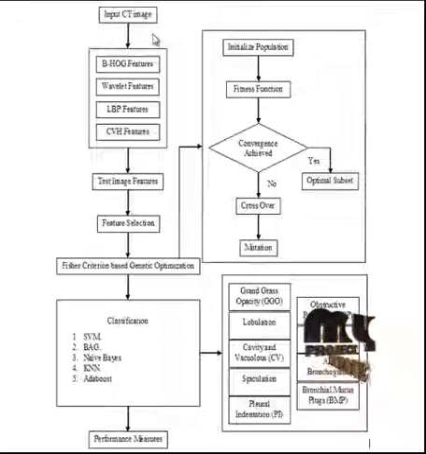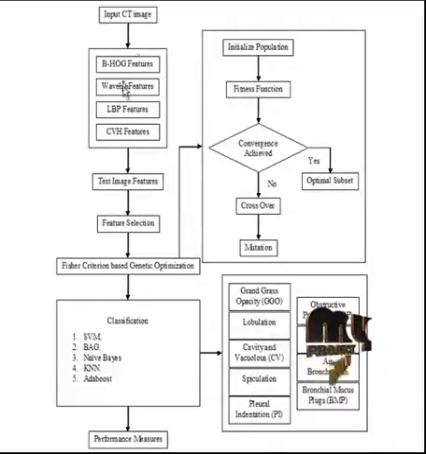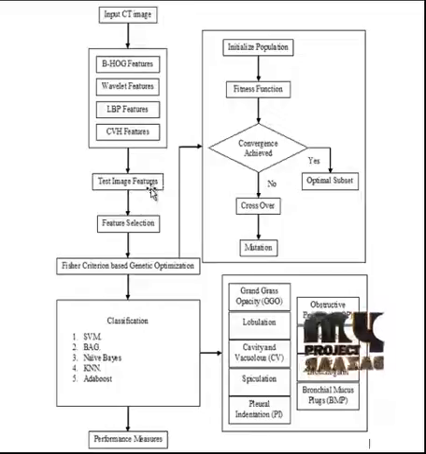Let me show the flow of the process. The input CT images were obtained. From the input CT images, the features were extracted based on BHOG features, wavelet features, LPP features, and the CVH features. After the extraction of the 4 types of the features, they are combined to form the test image features. Then the next feature selection process is continued.